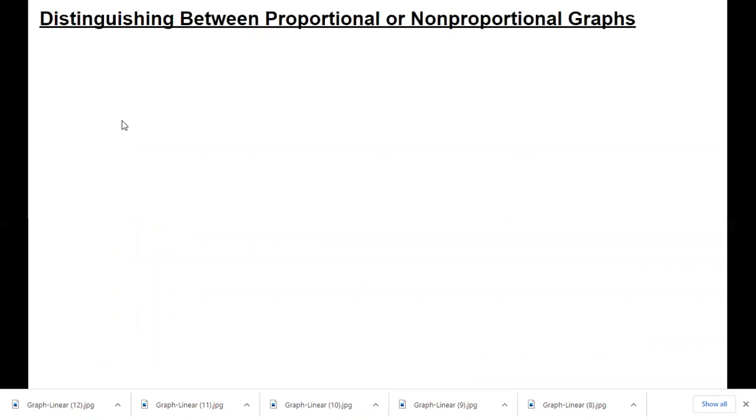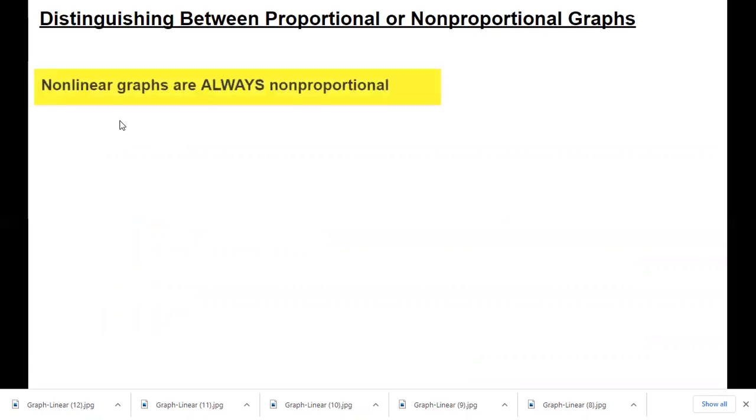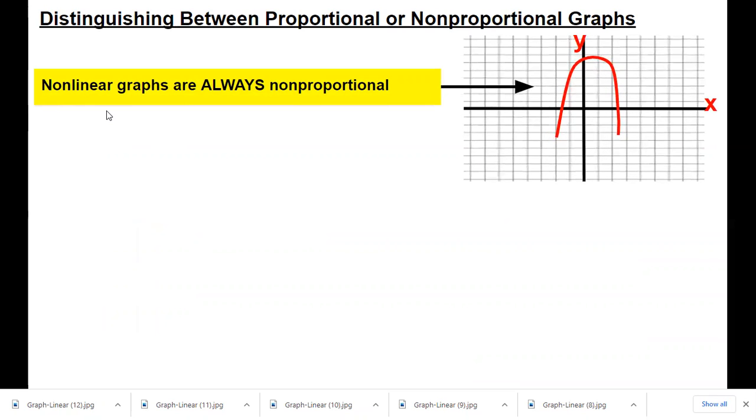Distinguishing between proportional or non-proportional graphs. Nonlinear graphs are always non-proportional. Nonlinear, non-lines, graphs that are not lines. So that is a non-proportional graph. It is not linear because it is not a straight line. It has a different slope going up and then the slope comes down. So it is non-linear and non-proportional.